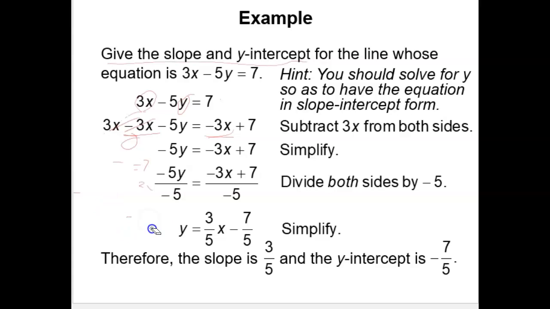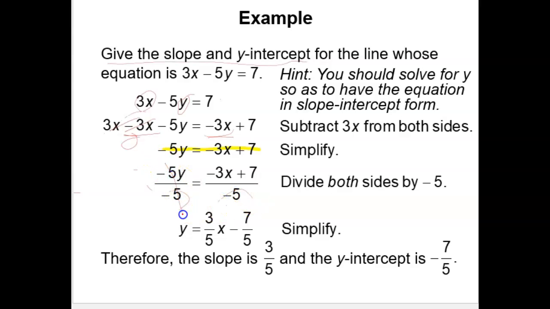So now, what I'm left with after I do that is this: minus 5y, negative 5y equals negative 3x plus 7. I still haven't isolated the y. To isolate the y, I'm going to divide both sides by negative 5.